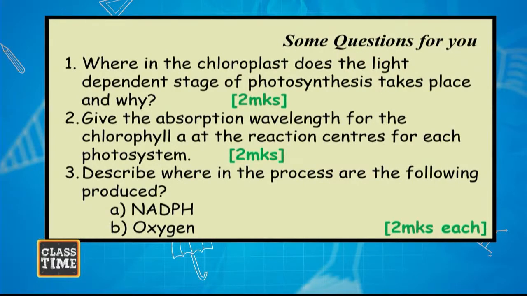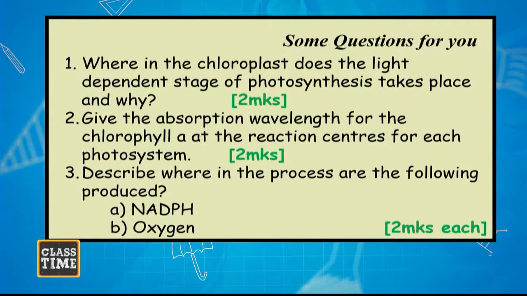So that is a question. The second question: give the absorption wavelength for the chlorophyll A at the reaction centers for each of the photosystems. And the third question is: describe where in the process the following are produced, the NADPH and the oxygen. Okay, clearly all of these questions are for the light-dependent stage of photosynthesis.